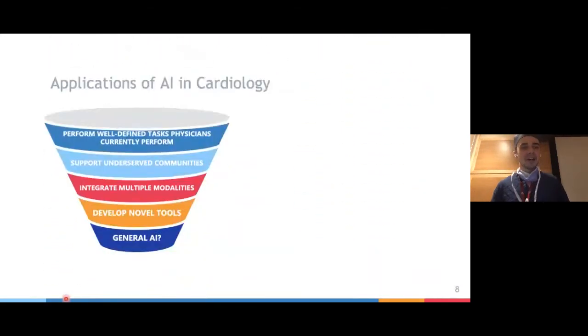This is a funnel of AI applications in cardiology, and I start with more general tasks and go to more specific or more highly specialized. So I will show today different levels of AI. First of all, AI could perform very well-defined tasks that physicians currently perform, like reading an ECG.